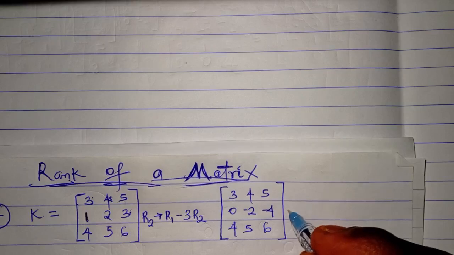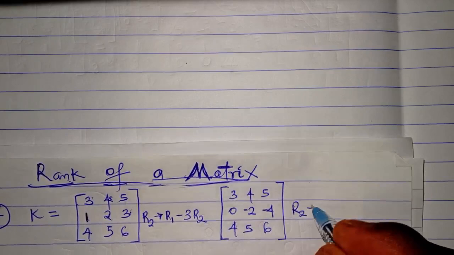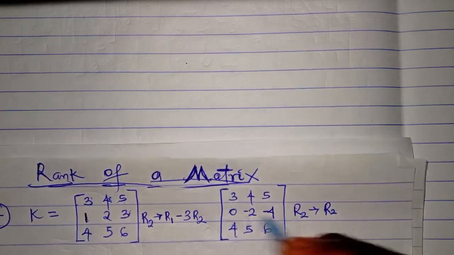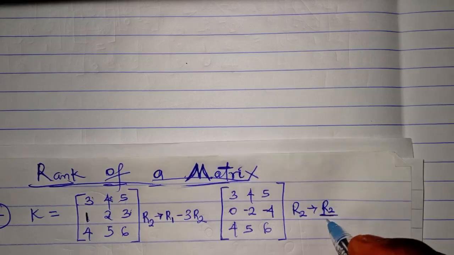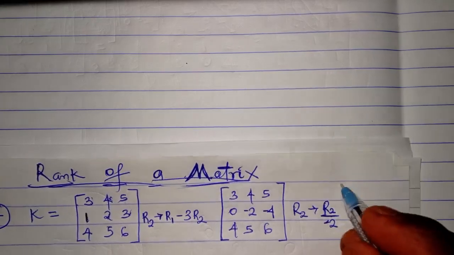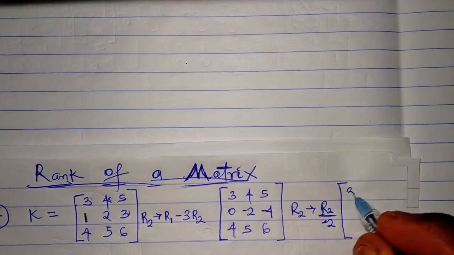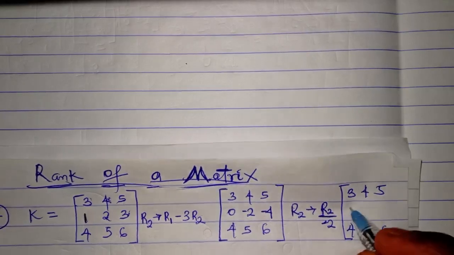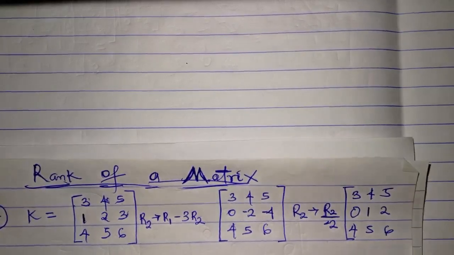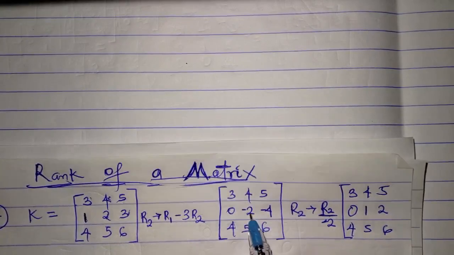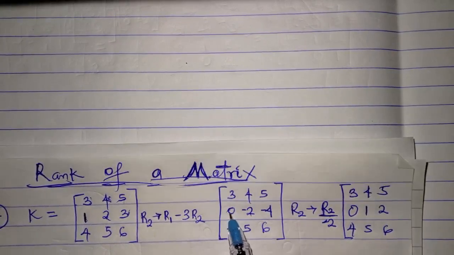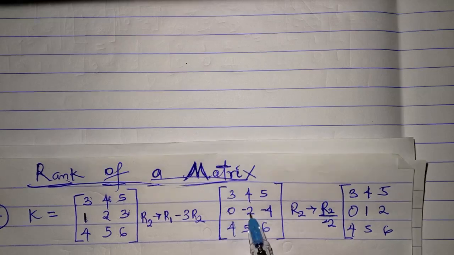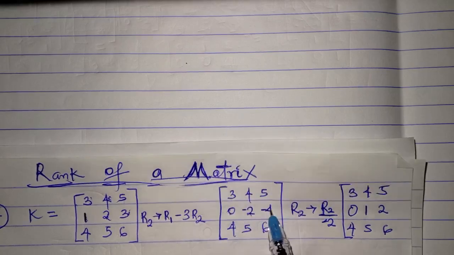If I divide this row 2, I say the new row 2 should be the old row 2 divided by minus 2. I will get this matrix: 3, 4, 5, 4, 5, 6, 0, 1, 2. Yes, because dividing by minus 2 gives 0, then 1, then 2.